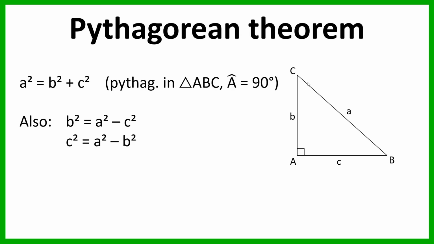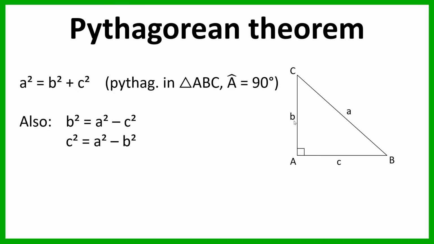So if you're wanting to work out the hypotenuse, it makes sense to put the hypotenuse on the left-hand side of the equation and the other two sides on the right-hand side of the equation, and then you need to add because the hypotenuse is the longest side in the triangle. If you're wanting to work out one of the other two sides, then you make whichever one you want to work out the subject of the formula, and you take the hypotenuse squared minus the other side squared.